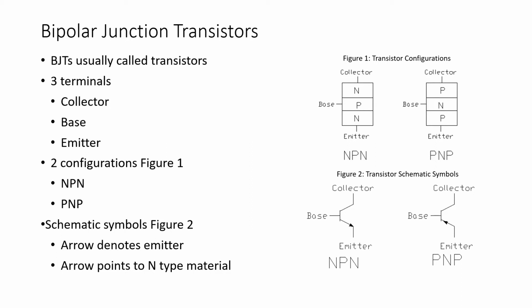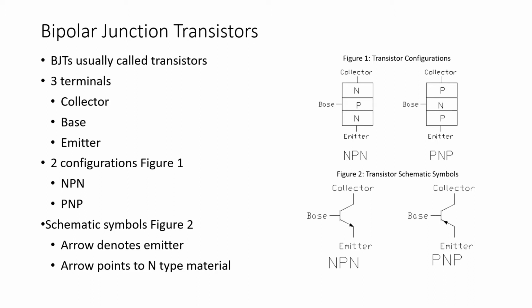So referring to figure 1, note with the NPN transistor, the collector terminal connects to N-type semiconductor material, the base connects to P-type semiconductor material, and the emitter connects to N-type semiconductor material. And of course, referring to figure 1, the PNP transistor is just the opposite. The collector is connected to P, the base to N, and the emitter to P-type semiconductor materials.